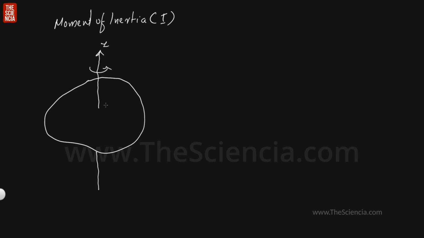The notation for moment of inertia is I. Suppose I am taking a rigid body, and this is the z-axis passing through the rigid body, and this rigid body is rotating about the z-axis. This rigid body consists of a system of particles. So I am considering a particle here, the ith particle, its mass is mi and its radius is ri. Then the moment of inertia I for the ith particle can be written as mi ri square.